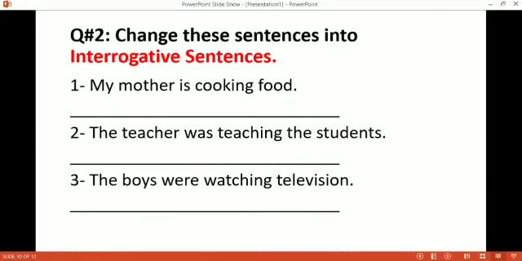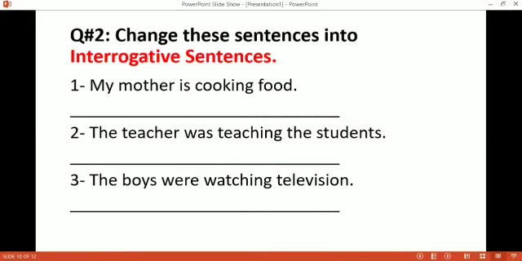Sentence number 3. The boys were watching television. Which helping verb is used here? Were. Yes. And what will we do? We will take out were and write it at the start of the sentence. Were the boys watching television? Question mark. We will write were at the start, and the W of Were is capital and the t of the is small. And at the end, we write a question mark.